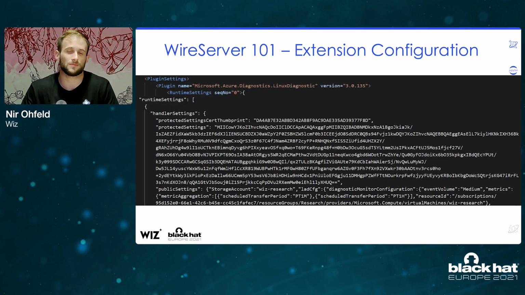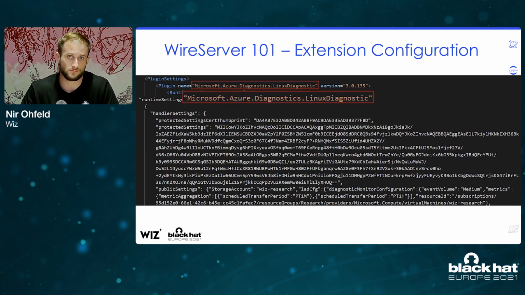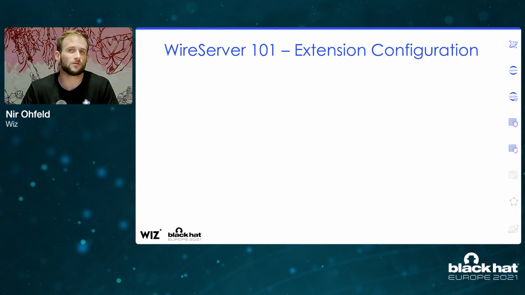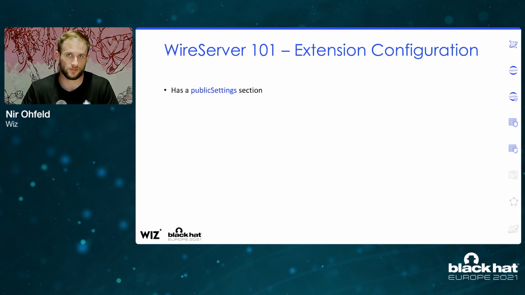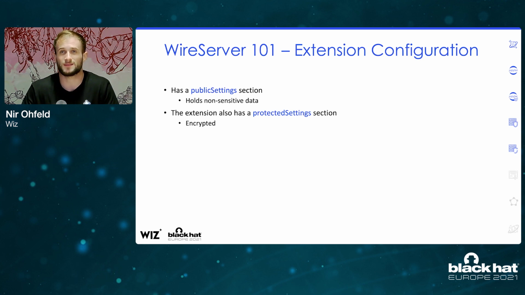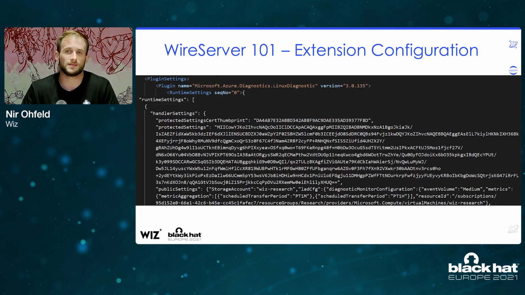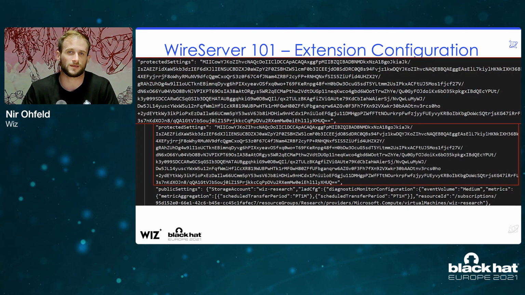Here's an example of the extension configuration from a Linux-based virtual machine. In this case, the Linux diagnostic extension. The extension configuration section has two main parts. There's the public settings section, which is now highlighted in red, that contains public data without any sensitive information. And there's the protected settings section, which is usually encrypted, and therefore we suspect that it might contain sensitive information. This is the Linux diagnostic base64 encoded encrypted protected settings.